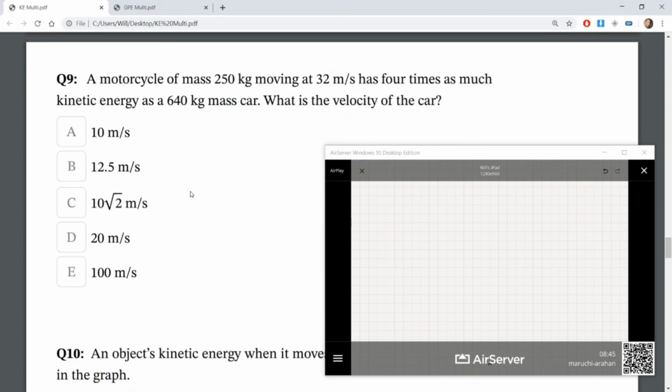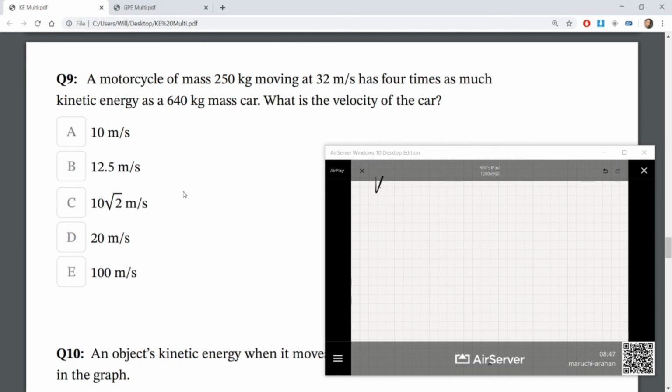Motorcycle has a mass of 250 kilograms moving at 32 meters per second, has 4 times as much kinetic energy as a 640 kilogram mass car. What's the velocity of the car? This is a pretty tough question because you've got to go forwards then backwards again. This would be worth quite a lot of marks in an exam if they asked it to you like this. More probably they might ask it to you in little chunks, getting you to do it one step at a time. So we have a motorcycle of mass 250 kilograms moving at 32 meters per second, and it's got 4 times as much kinetic energy as a 640 kilogram mass car.